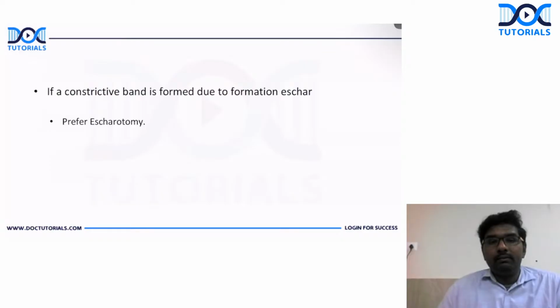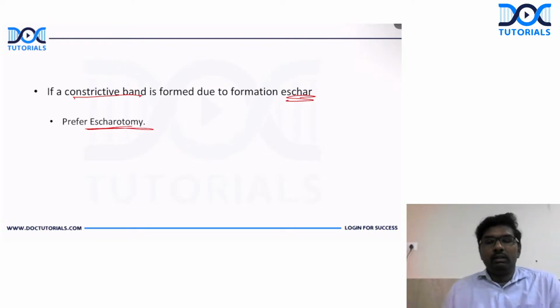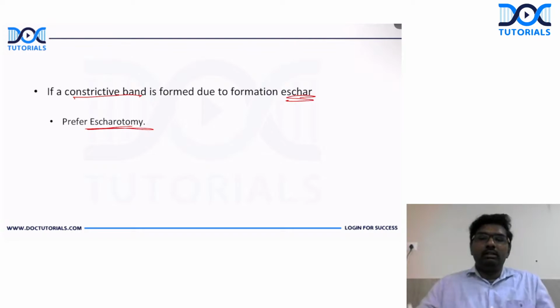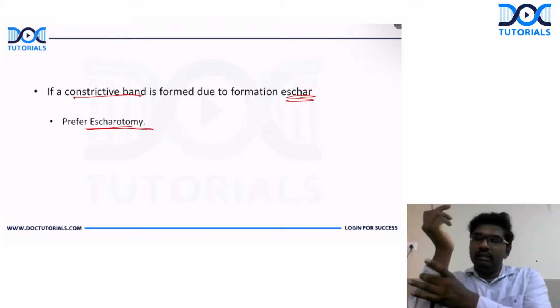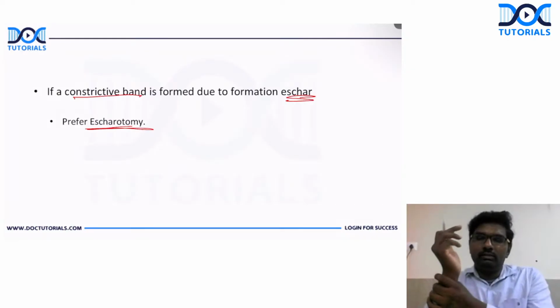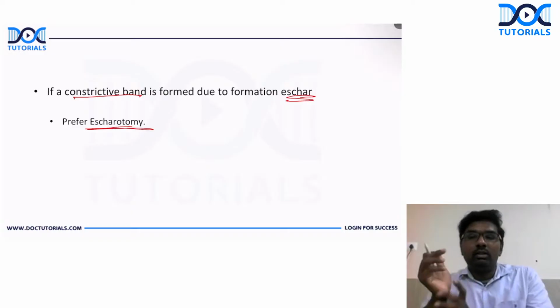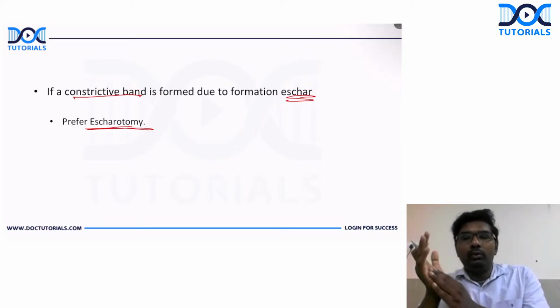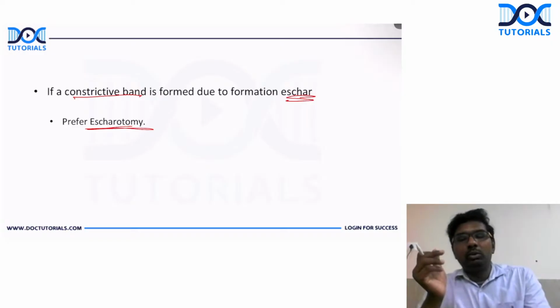So, if a constrictive band is formed due to the eschar, then the patient may need escharotomy at the earliest time. For example, a circumferential burn in my forearm. If there is a circumferential burn in my forearm, then this burn will cause eschar formation in the circumferential limb. This circumferentially formed eschar will cause contraction and can affect the distal flow. So at the earliest time, we are supposed to go with escharotomy.